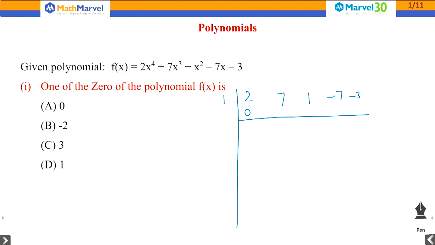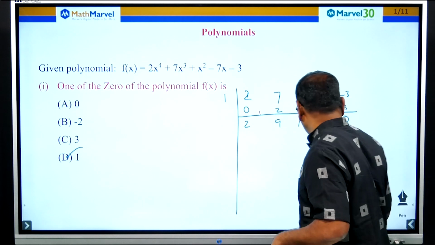Now apply the synthetic division. So what is the concept of synthetic division? Put 0 here, add these two numbers, 2 plus 0, 2. 1 into 2, 2. 7 plus 2, 9. 1 into 9, 9. Add these two numbers, 10. 10 into 1, 10, and this is 3. 1 into 3, 3, therefore 0. This is the remainder. The remainder is 0 and hence it is a zero of the polynomial. So option D, because the remainder is 0.